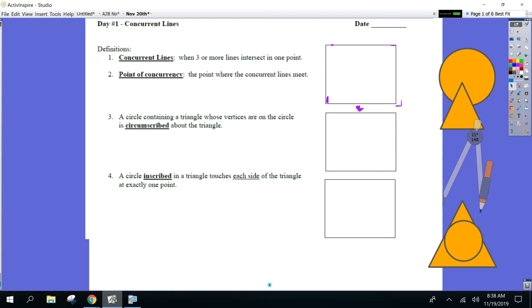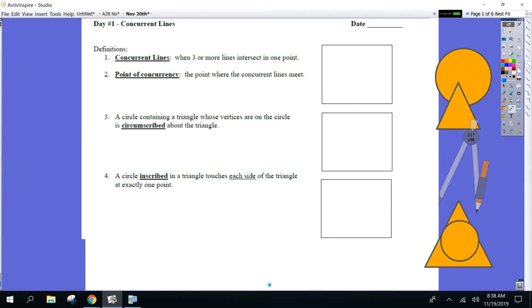First thing I want to cover is what are called concurrent lines. Concurrent lines: 3 or more lines all intersecting at the same point. Can you draw that into the square I gave you, please? 3 or more lines all intersecting at the same point. Just not intersecting each other, they intersect at the same point.